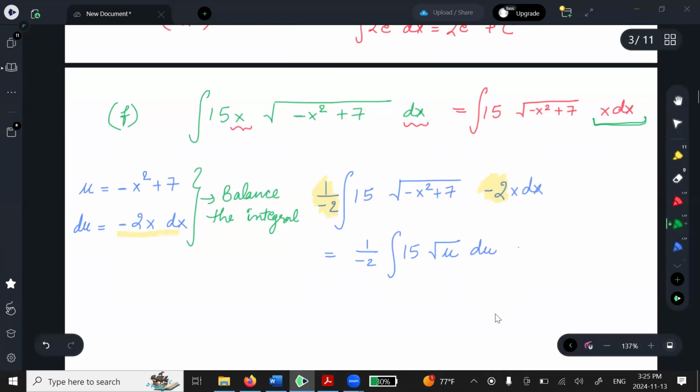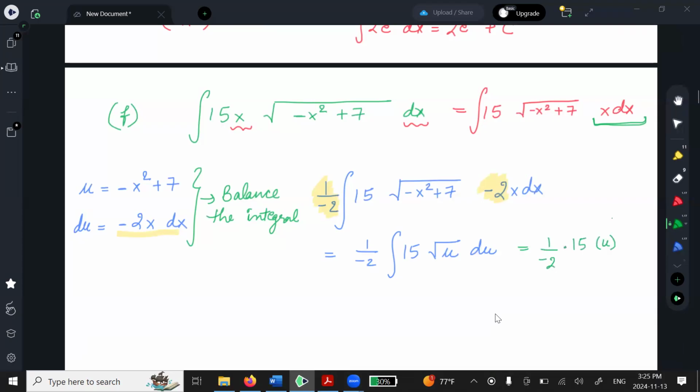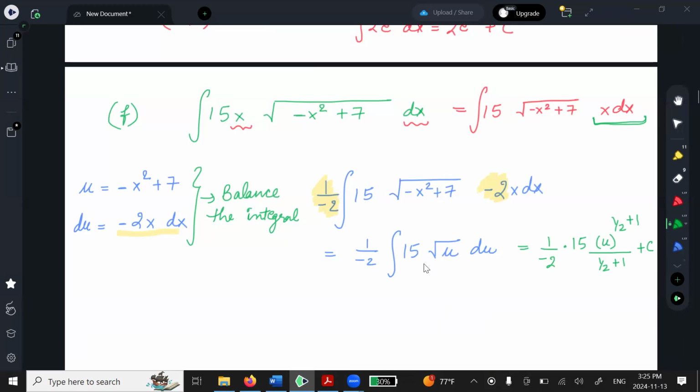What is the answer here? What is the integral of square root of u? You add 1 to the power and you divide by it, right? It's just like derivatives. Turn the square root to a power, add 1 to it, divide by it, and you are done.